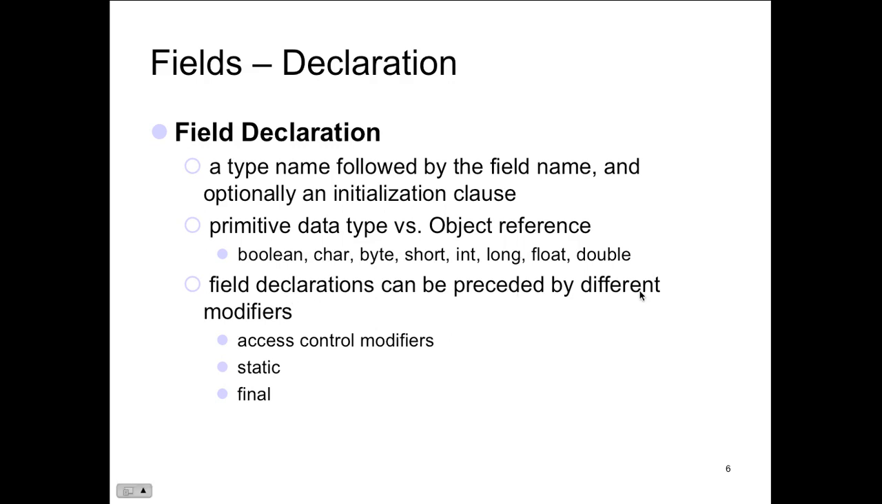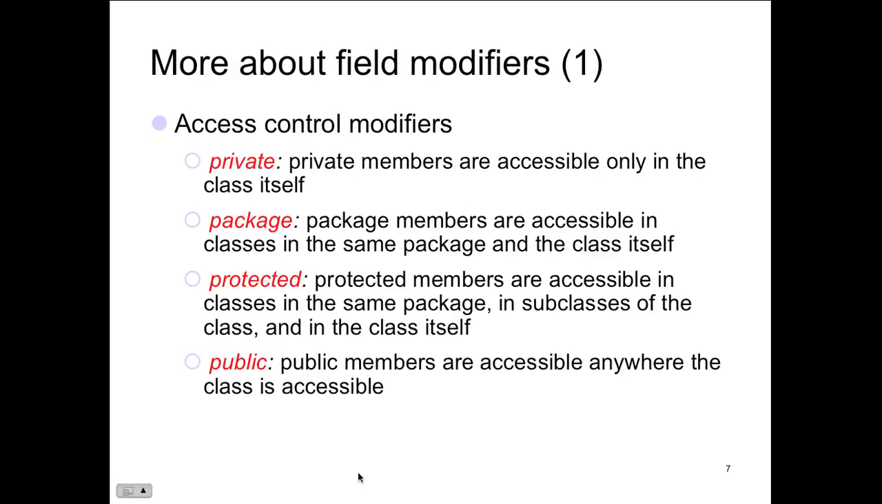Field declarations can be preceded by different modifiers. I call them access modifiers. You can call them modifiers, but what they're doing is controlling the access, so it's for access control. So: access control modifiers, static, and final. Access control modifiers are public and private. Static creates that class. And I'll talk about final in a few minutes.